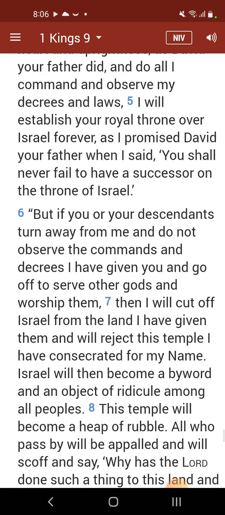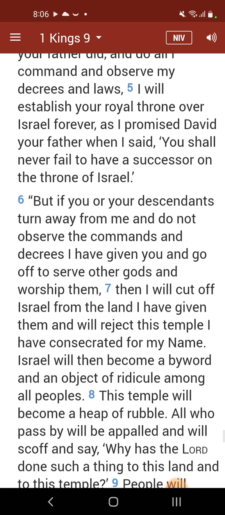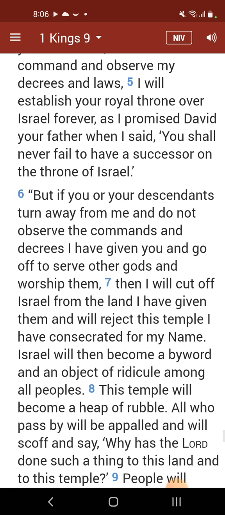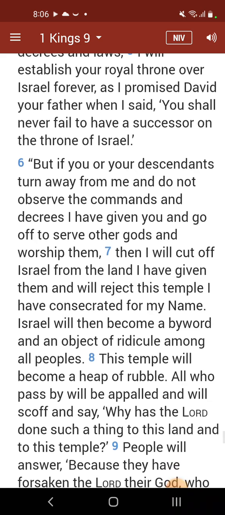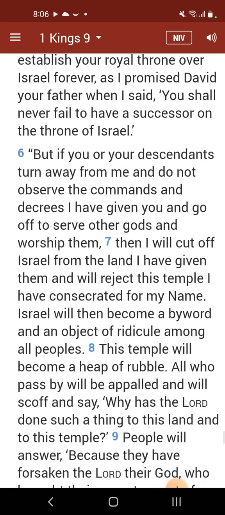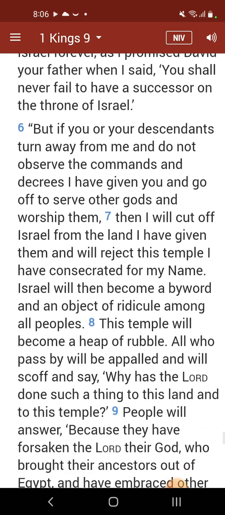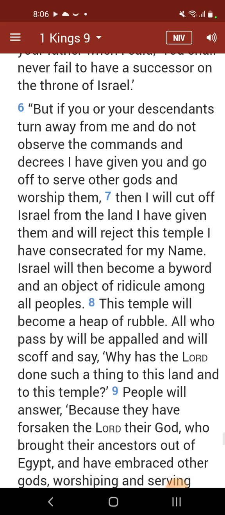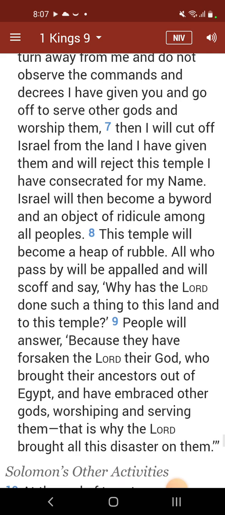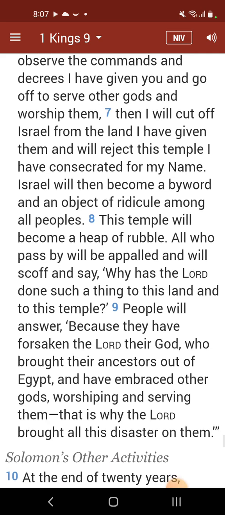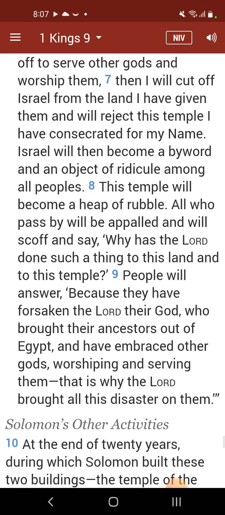of Israel. But if you or your descendants turn away from me and do not observe the commands and decrees I have given you, and go off to serve other gods and worship them, then I will cut off Israel from the land I have given them, and will reject this temple I have consecrated for my name. Israel will then become a byword and an object of ridicule among all peoples. This temple will become a heap of rubble.